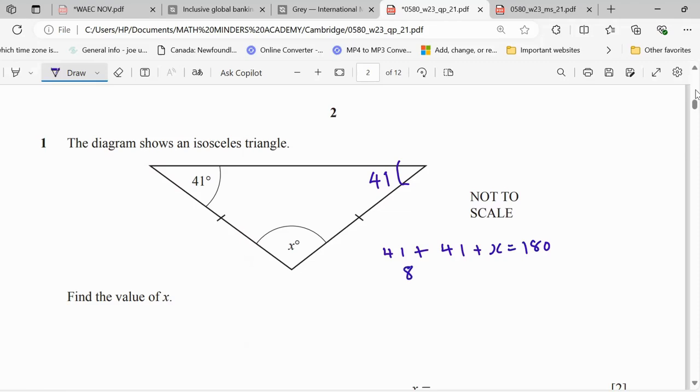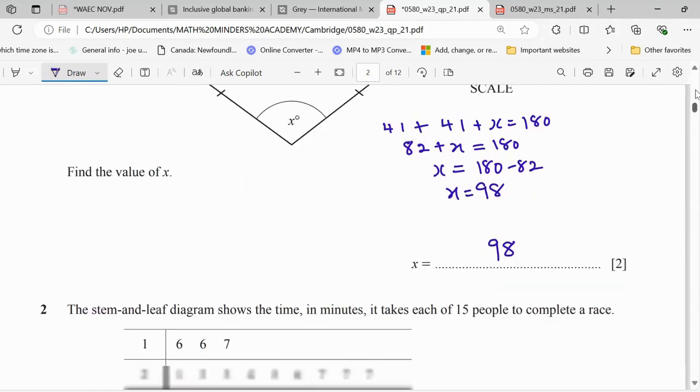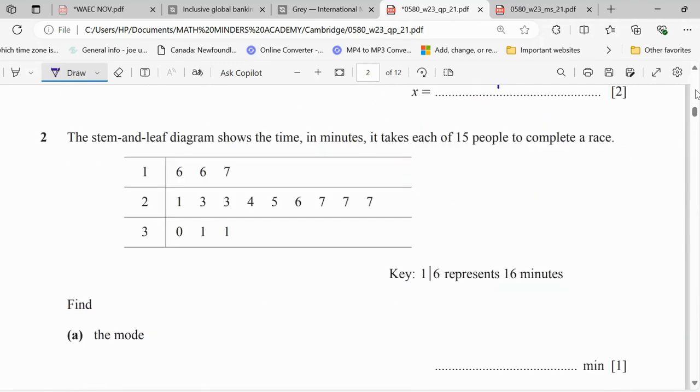So this is 82 here. 82 plus S equals 180 degrees. When you make S the subject, you have 180 minus 82. So S will come out as 98. When we get S as 98, we put it here. That's 98. We proceed to the next question. This is a stem and leaf question, question number 2.